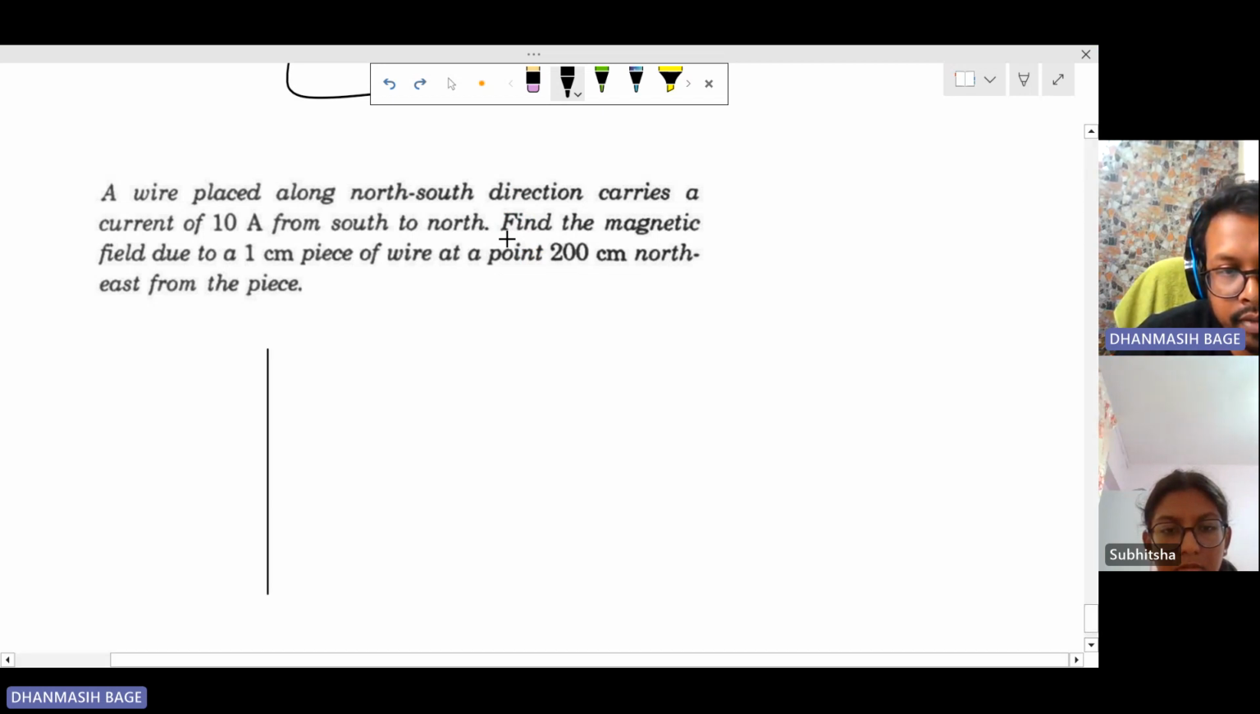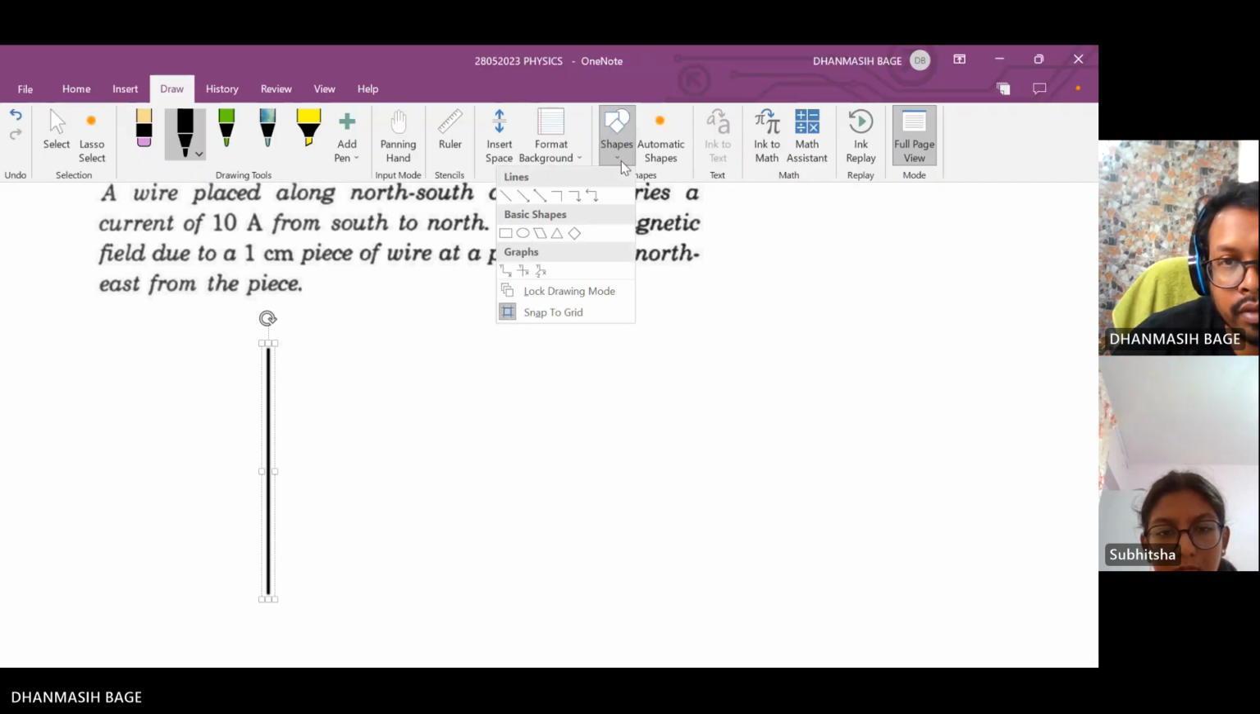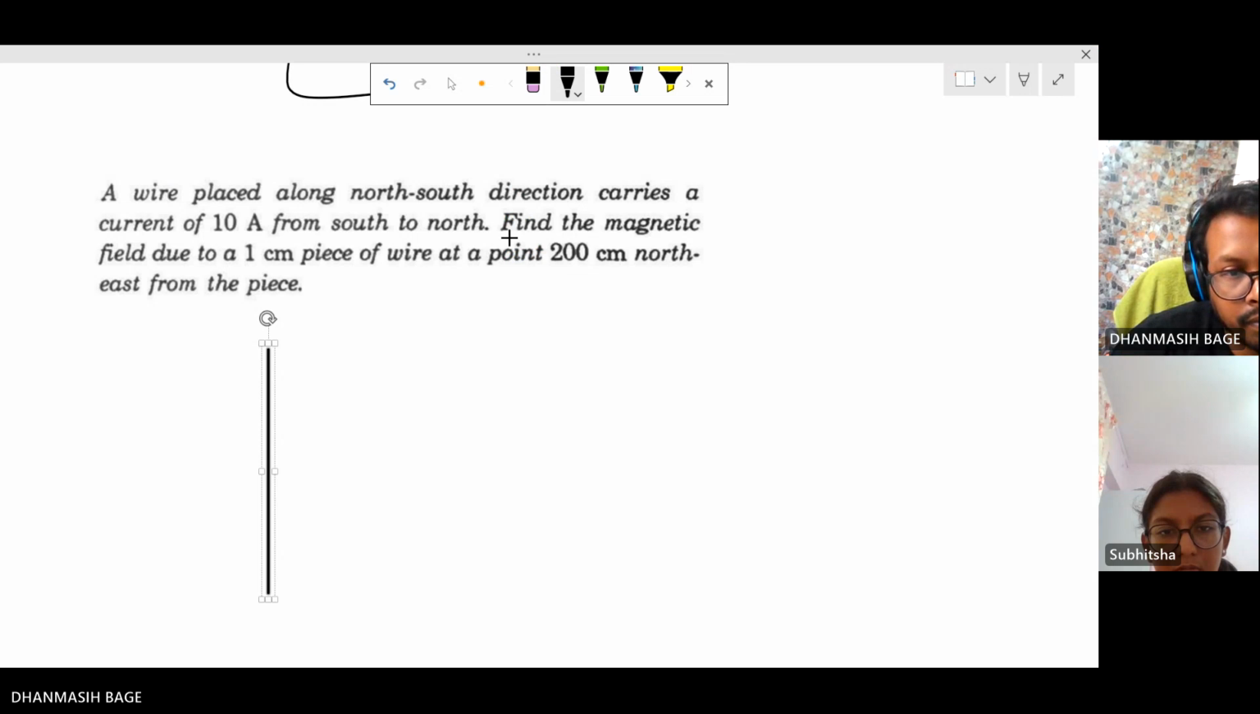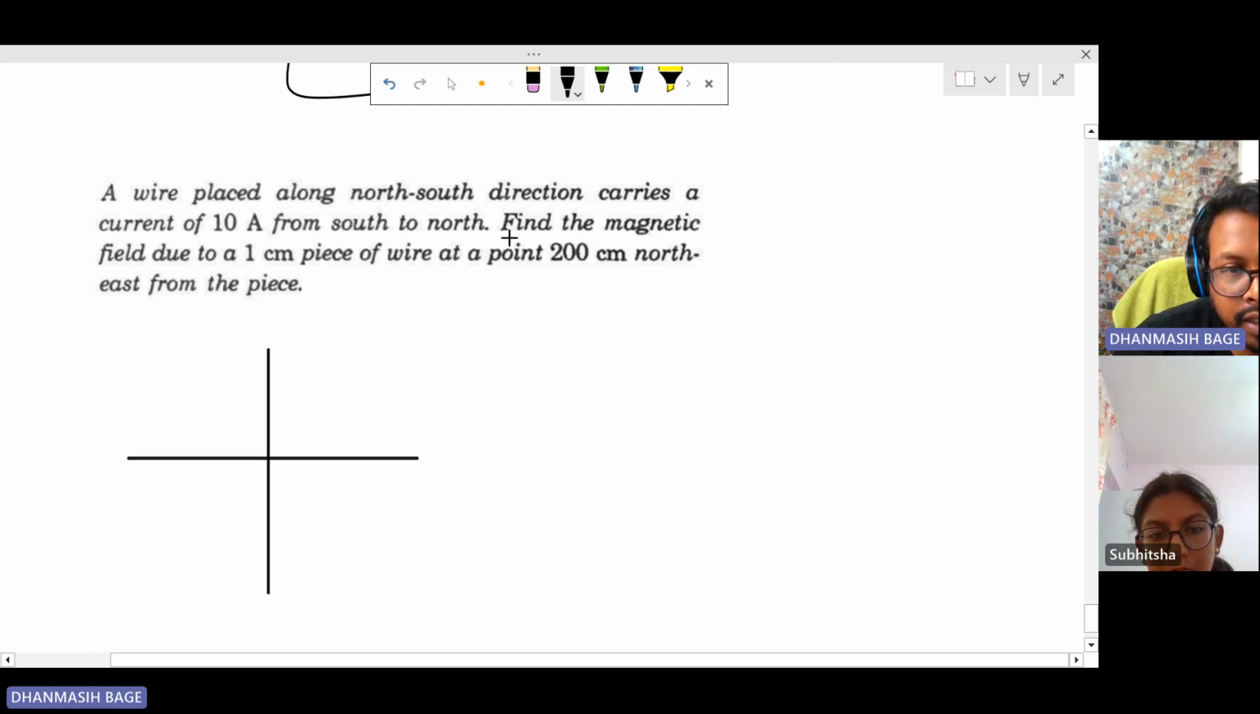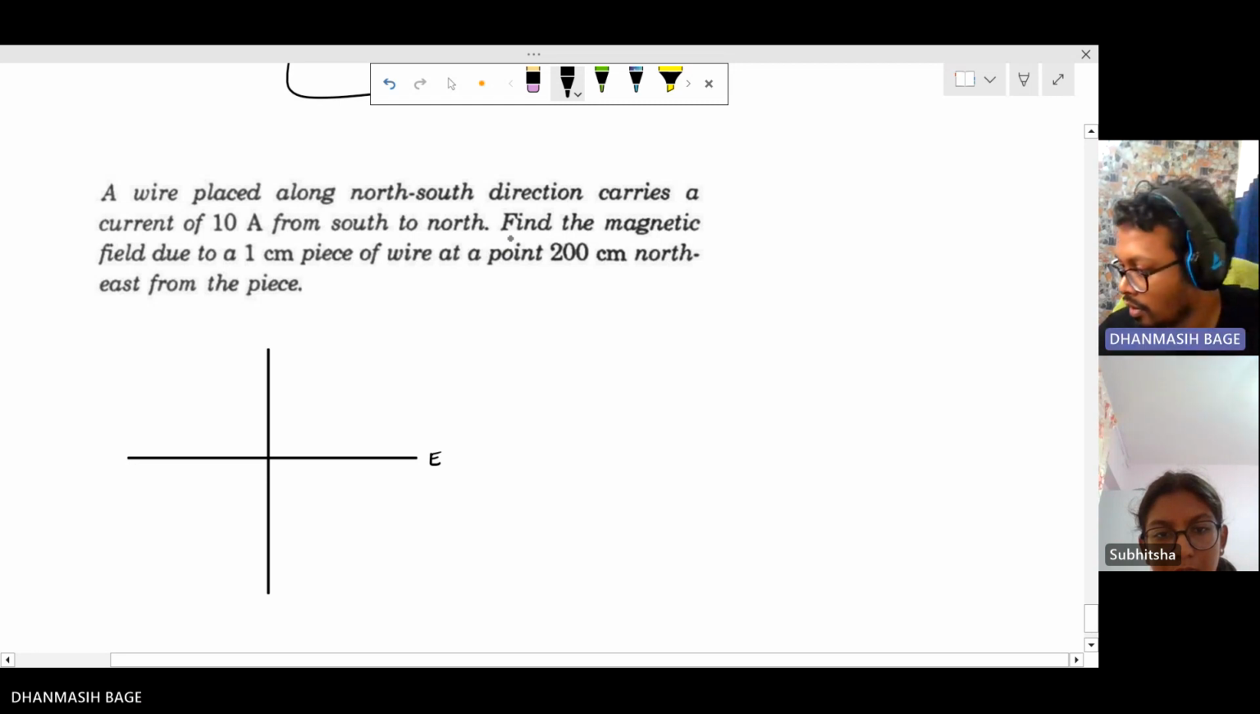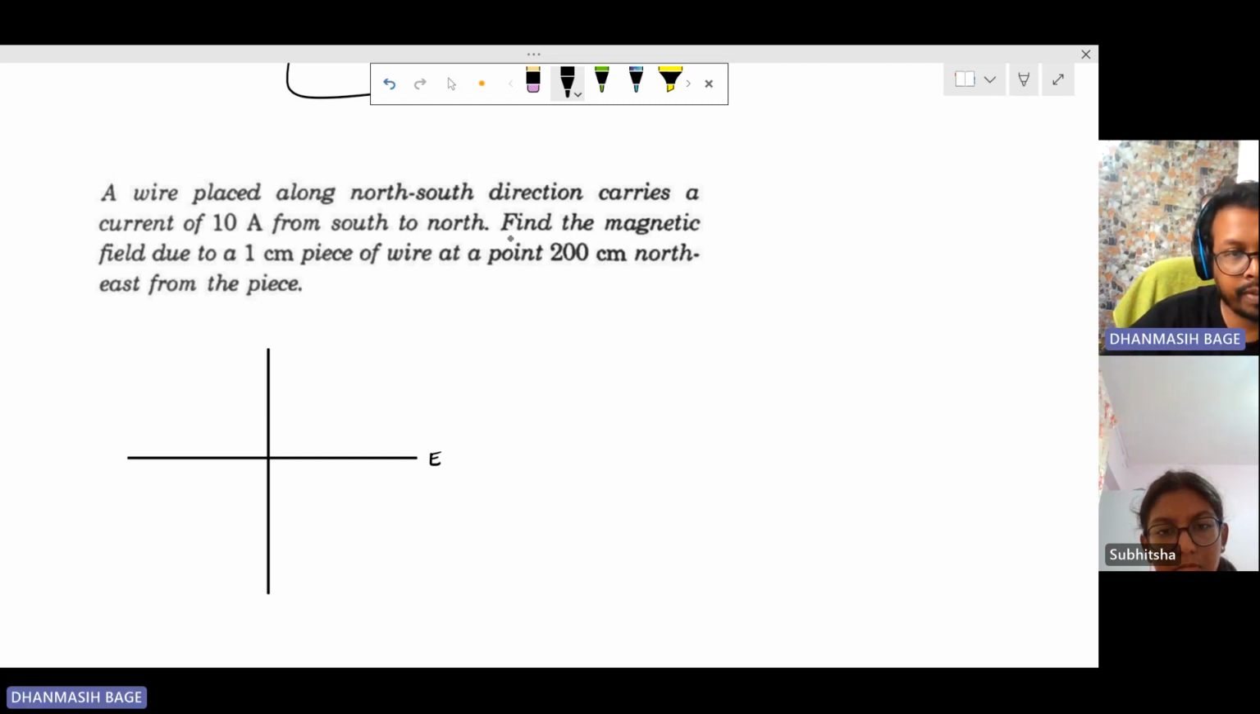Let us say that this is... The magnetic field appears to be a little bit more difficult than the electric field. Just pay attention. If you know the vectors, then it is easy. East, west, north, south. How do we represent the angle?